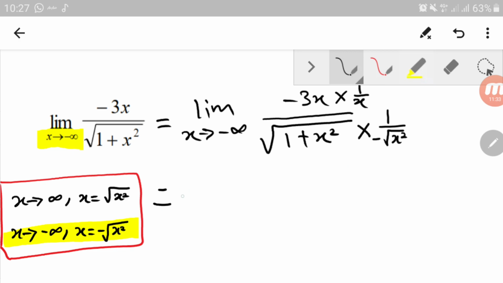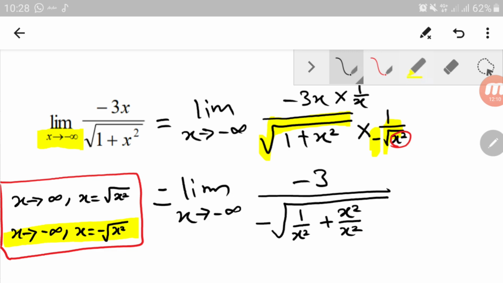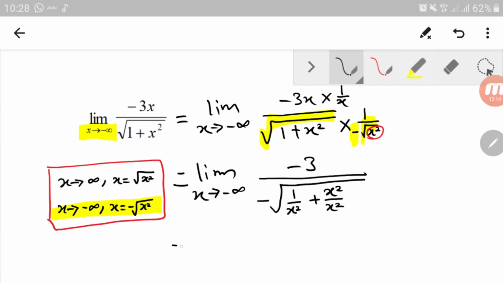Limit as x approaches minus infinity. The numerator settles to minus 3. For this one, you notice we have a negative outside, so we put the negative outside, and we have the same square root. Then we can put the content of the square root together: 1 divided by x squared plus x squared divided by x squared. Then we can continue and simplify it first.